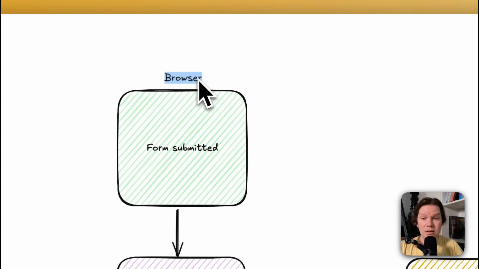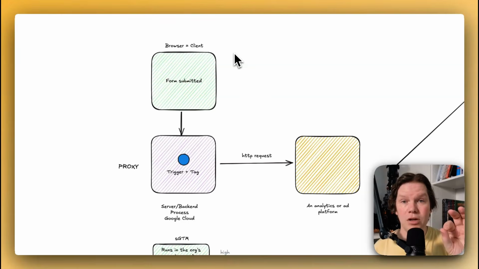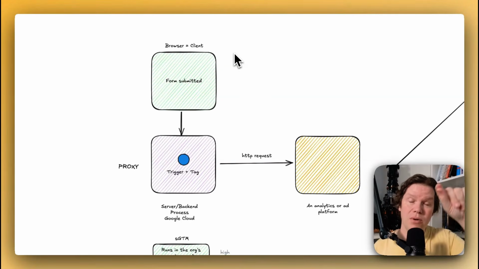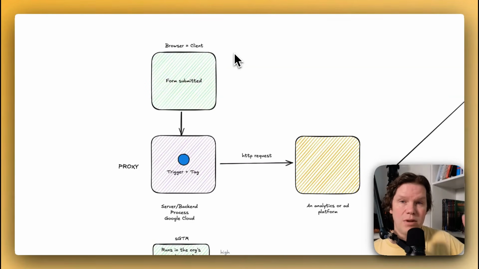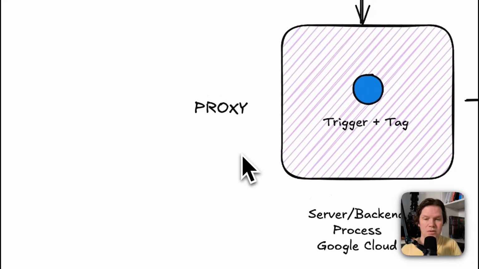So browser means client side. In the end, technically we have moved away from the client, but as I said before, we have a trigger, we have an HTTP request, we have an endpoint. One part of these three elementary elements is still coming from the browser or the client, and this is the trigger. The trigger gets triggered on the client side. It's then passed down to the server-side tag manager, and from there we send the request to an analytics and ad platform.